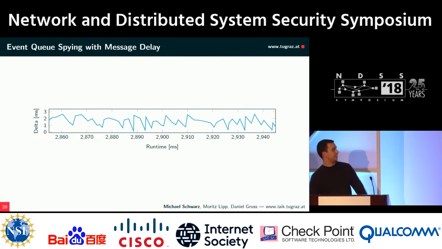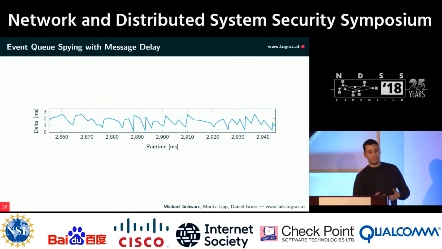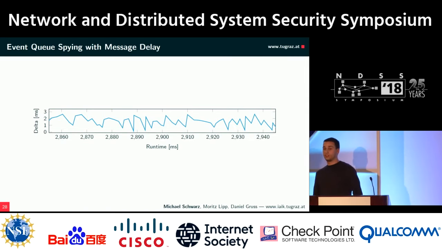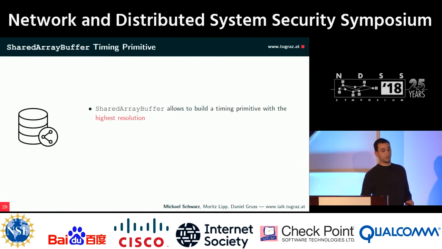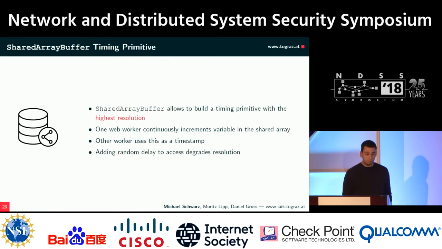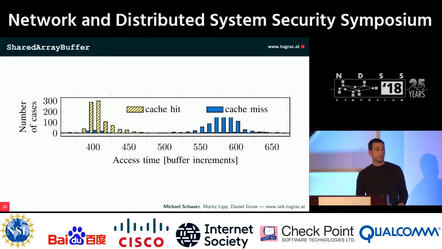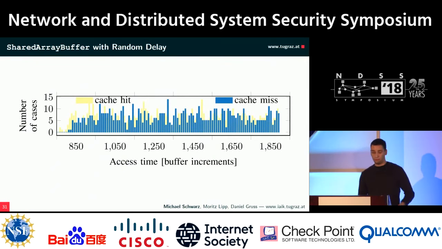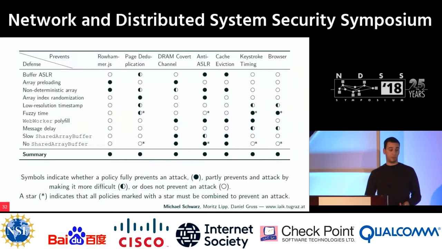Perfect. And if we have this message delay, we have these random delays everywhere, not just because of the user input latency. And we can't deduce any user input anymore. The same for the shared array buffer with the delay. If we add this random delay to access the shared array buffer, then if we don't do that, we can measure timings in a really high resolution to detect cache hits and cache misses. If we add this, then we can't see anything anymore.